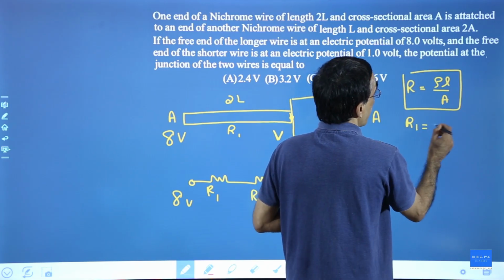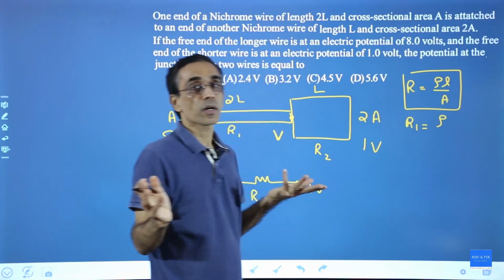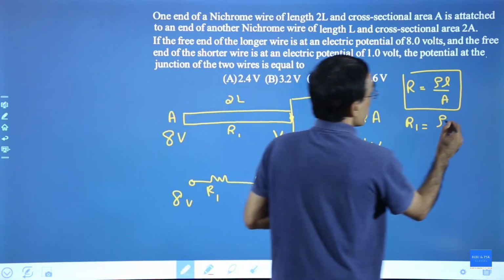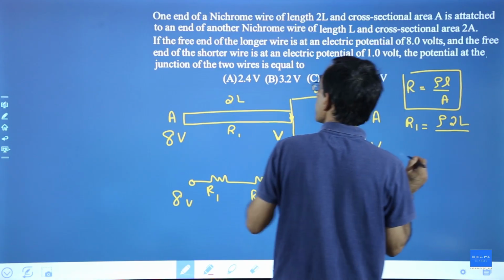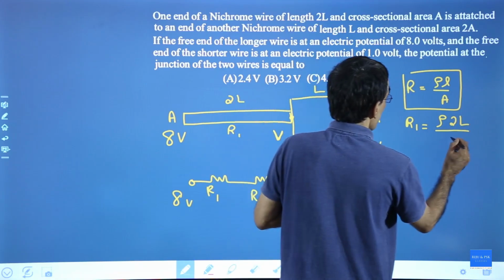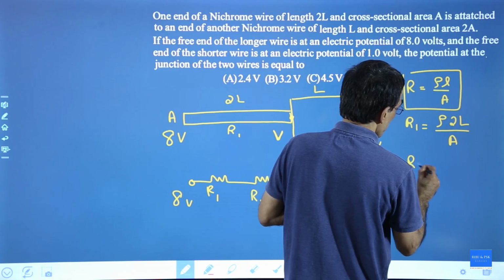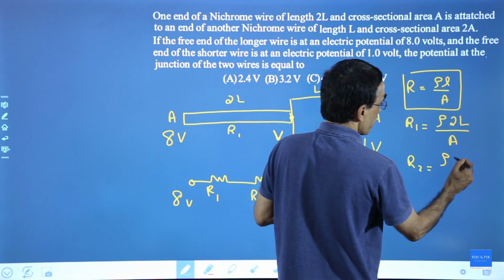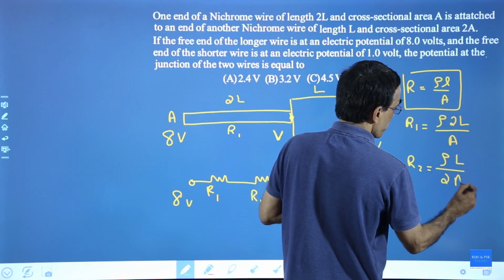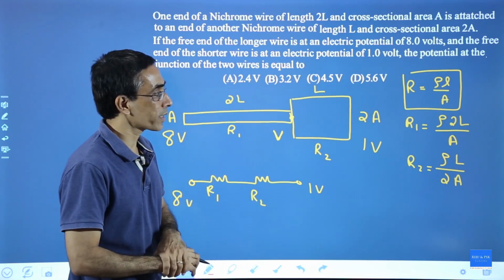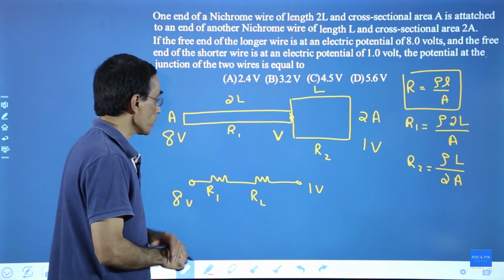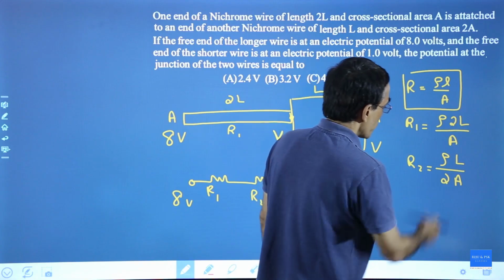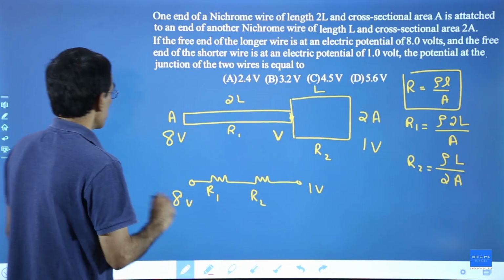So what is R1? R1 is nothing but rho, which is some value not given, into length 2L divided by area A. What is R2? This is the conductor R2, rho, same material, but length is L and area is 2A. So R1 and R2 are related. Now substituting that value, I think you can easily calculate it. So let me do that.